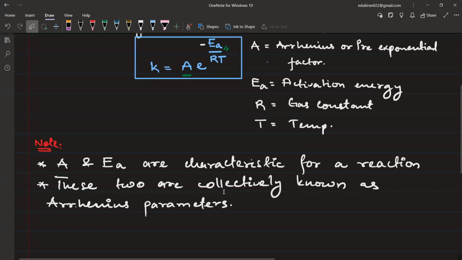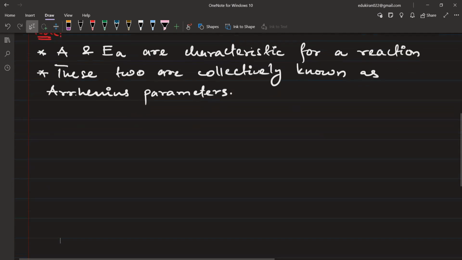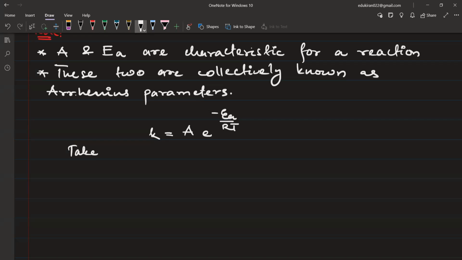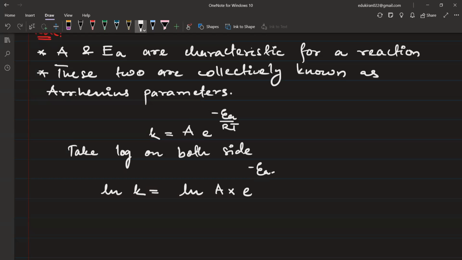Now we will first of all take the log on both sides, and then we'll work on this equation. So according to the Arrhenius equation, k is equal to A into e to the power minus Ea upon RT. Take log on both sides. Whenever we take log, we take the natural log only. So write ln k is equal to ln of A into e to the power minus Ea upon RT. Now we have ln and inside we have multiplication, ln of A into B. It will be equal to what?